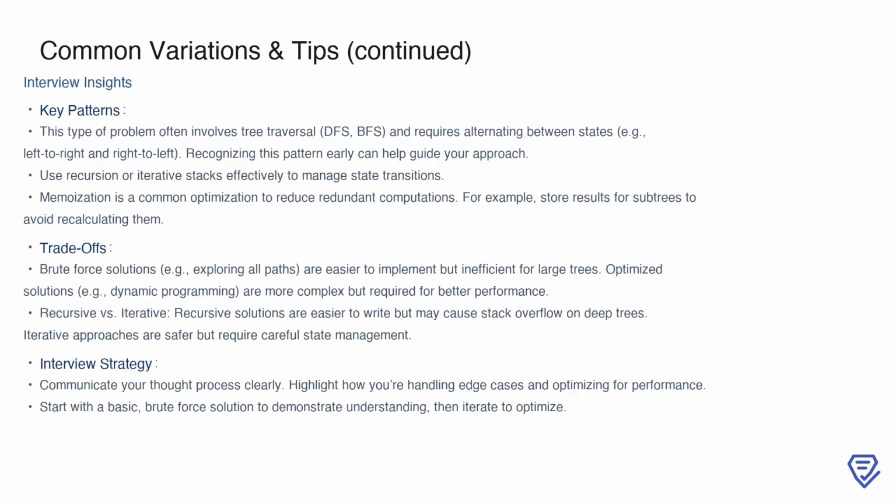However, there are trade-offs to consider. While brute force solutions are straightforward to implement, they become inefficient for larger trees. Optimized solutions, such as those leveraging dynamic programming, are faster but more complex to implement. Similarly, recursive solutions are easier to write but may encounter stack overflow issues with very deep trees, while iterative approaches avoid this but require careful state management.